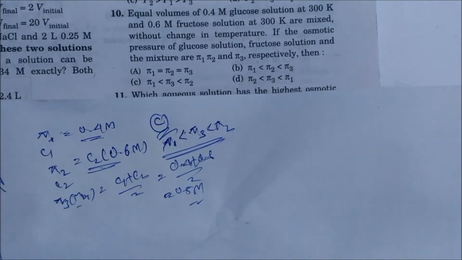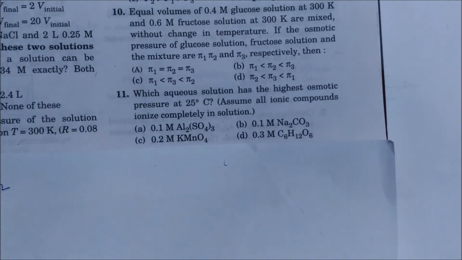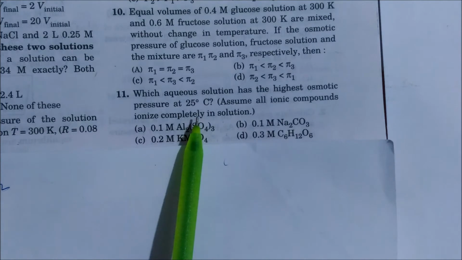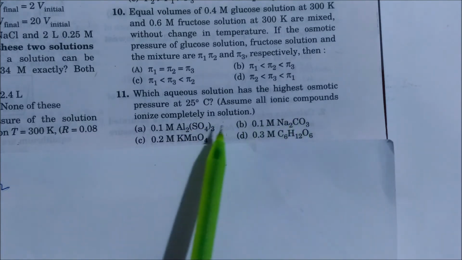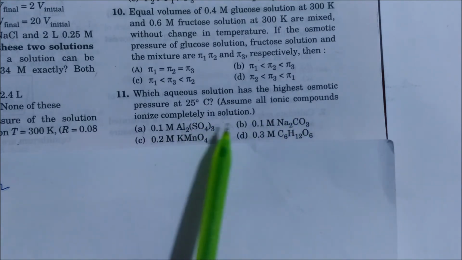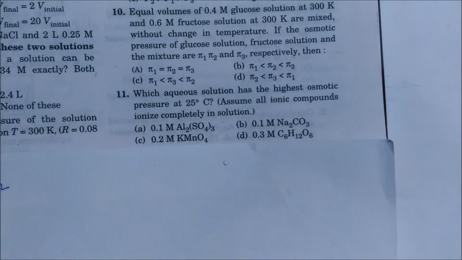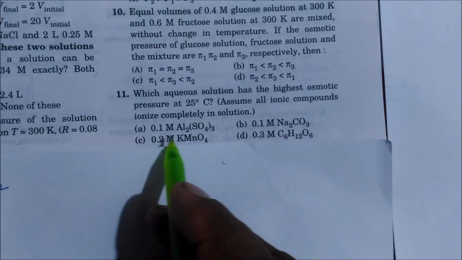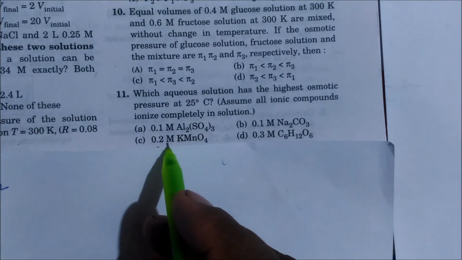Which aqueous solution has the highest osmotic pressure at 25 degrees centigrade? Assume all ionic compounds are completely ionized in water, which means 100% dissociation. So it will depend upon the i factor, i into C. C is given, and you have to find i from here. You have 100% dissociation.